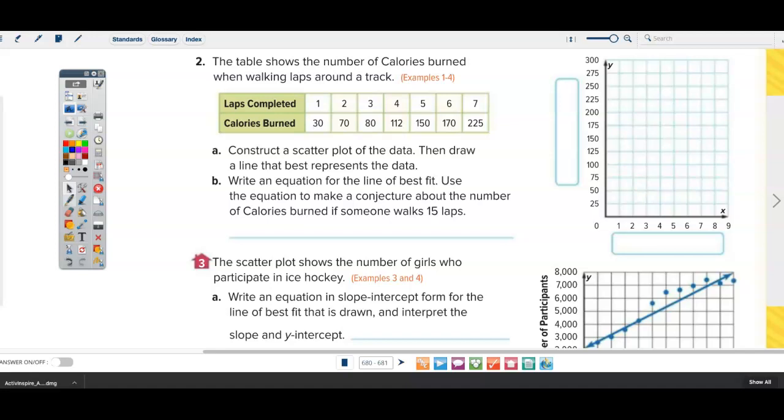So the table shows the number of calories burned when walking laps around the track. We have to construct a scatter plot of the data and then draw a line that best represents the data. So we need to first label our X and Y axis. So my X axis is laps completed. My Y axis is calories burned.